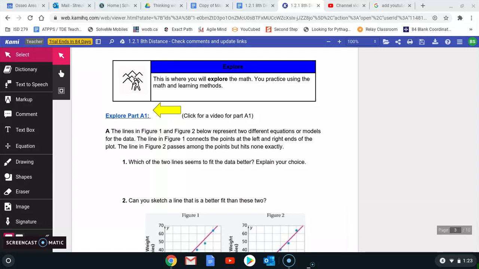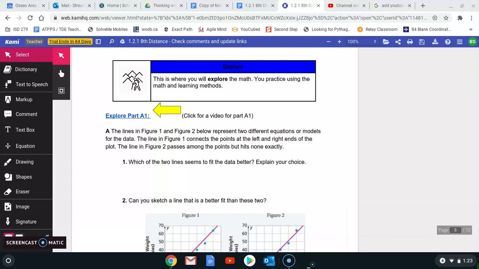All right, so as we said before, the lines that will go through these points are going to come later. Now we're actually going to look at those lines. So in the first part of Explore part A1, the lines in figure 1 and 2 below represent two different equations or models for the data.